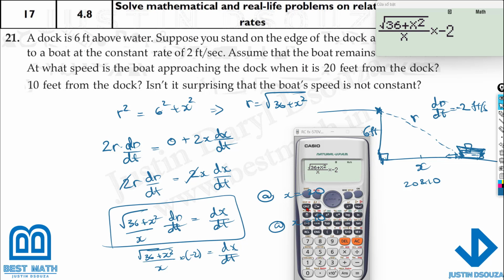Now here, calculate this firstly at 20. So what's the answer? It's minus 0.208. What's the next answer? Calculating at 10.